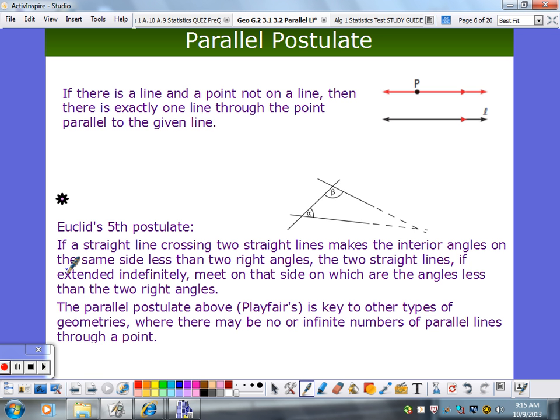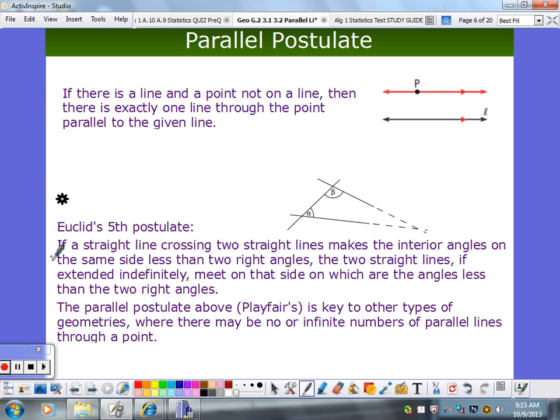So I went and looked up Euclid's fifth postulate, and I thought it was interesting that if we used Euclid's Elements as one of our textbooks, this would be something you'd have to read and understand. If a straight line crossing two straight lines makes the interior angles on the same side less than two right angles, the two straight lines, if extended indefinitely, meet on that side on which are the angles less than the two right angles.